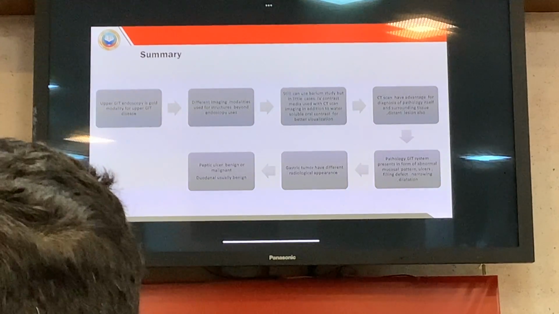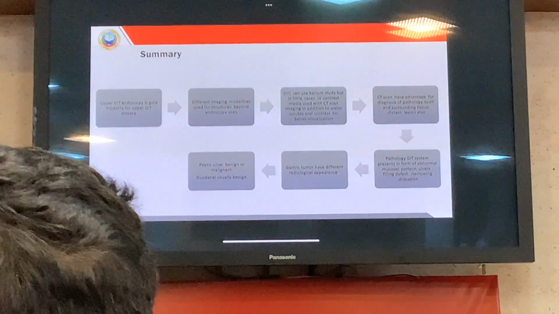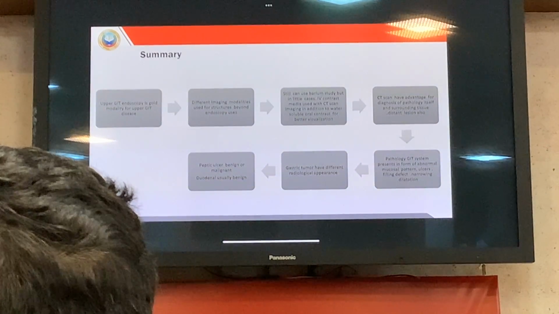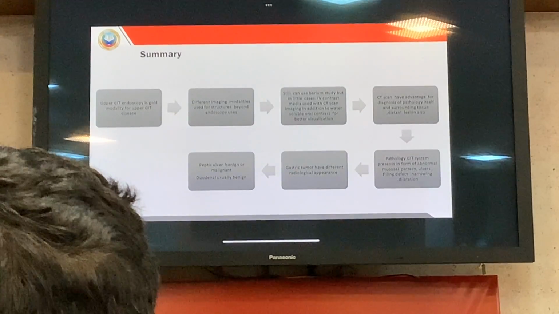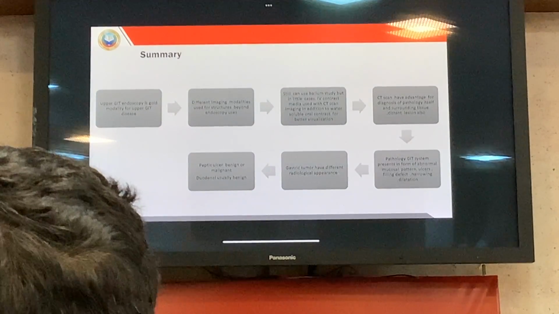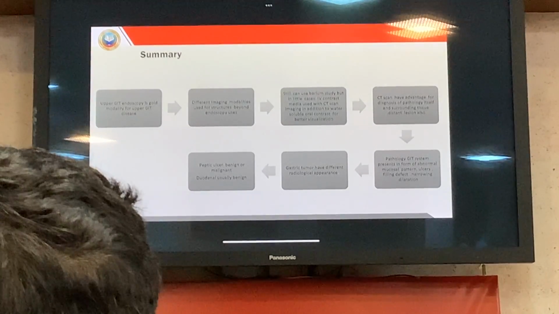Peptic ulcer, whether it is benign or malignant, duodenal ulcer usually benign. Gastric tumor has different radiological appearance. Pathology of the GIT system results in the form of abnormal mucosal pattern, ulcer, filling defect, narrowing, and dilatation.